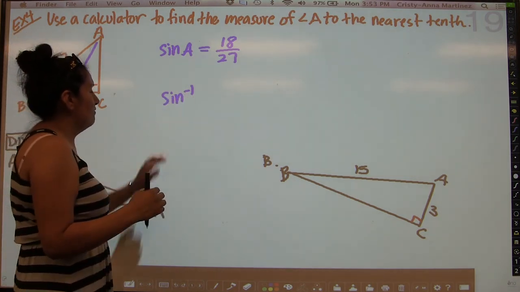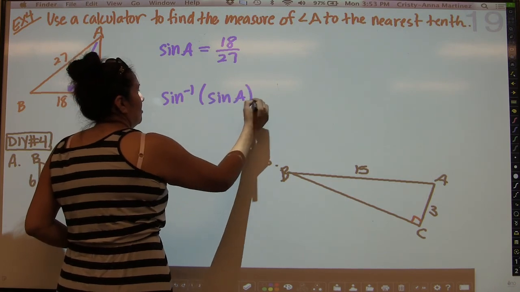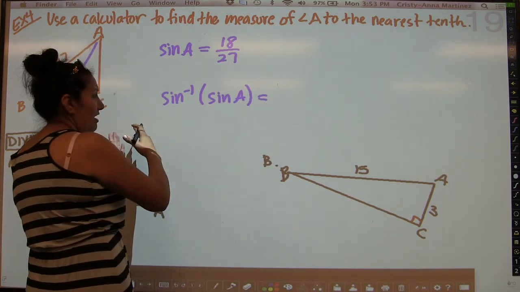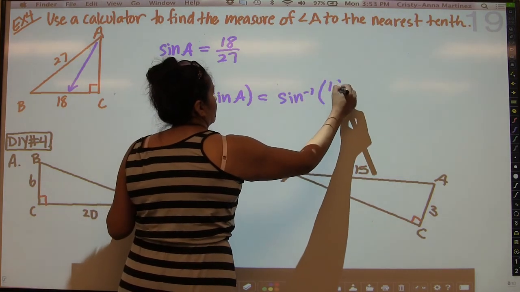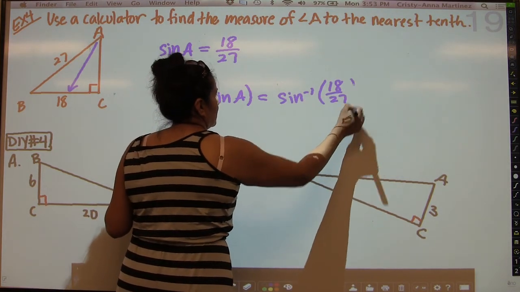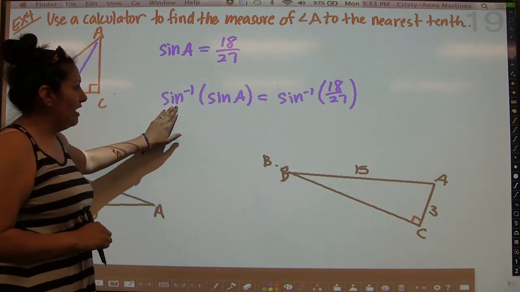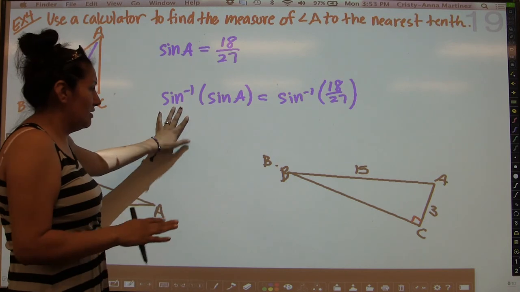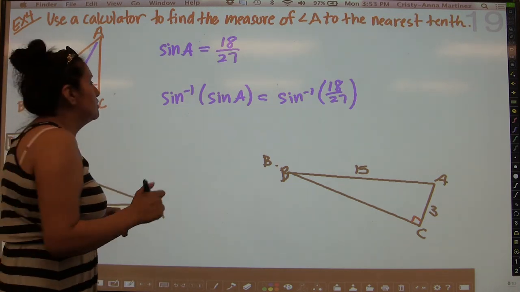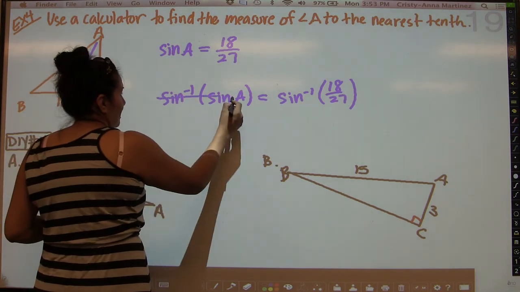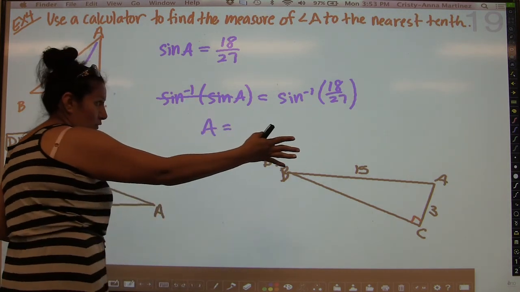So sine inverse of sine A. So I take the inverse of the left and the inverse of the right. And this is kind of strange, but this is how you do it. So sine inverse of the left, sine inverse of the right. What happens on the left is that inverse functions always cancel each other out. So the sine inverse and the sine will cancel, leaving you with just A. But it doesn't cancel on the right.